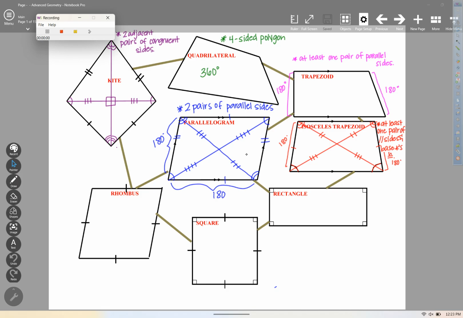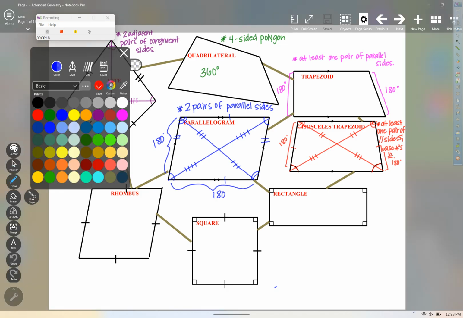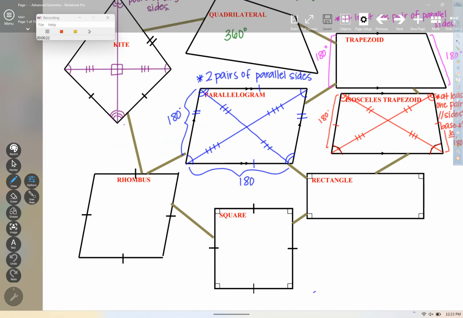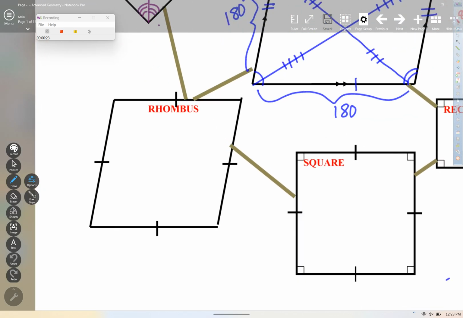So if you get out your quadrilateral hierarchy, we have finished quadrilateral, kite, trapezoid, isosceles trapezoid, and parallelogram. In last class, we learned rhombus, rectangle, and square. So we're going to go ahead and fill those three out to finish out our quadrilateral hierarchy.